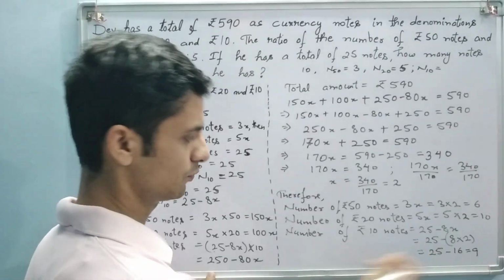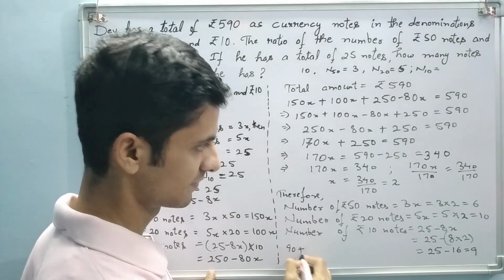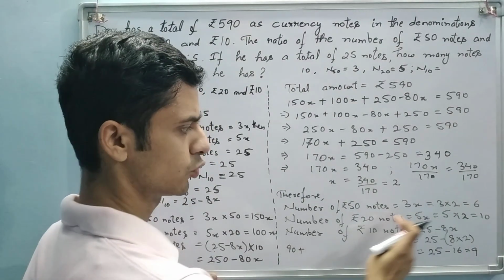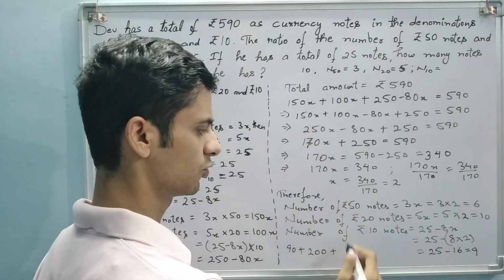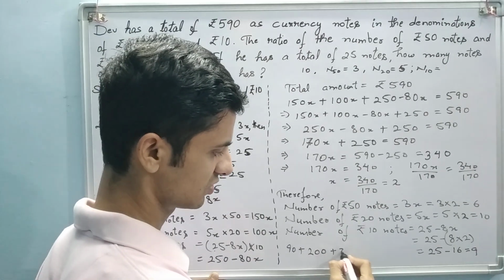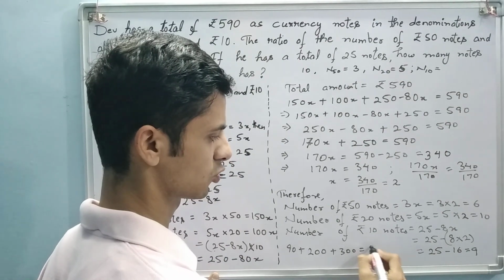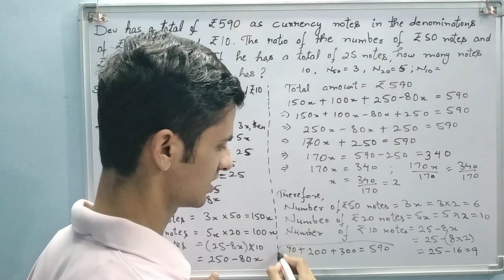So 9 ten rupee notes form 90 rupees. 10 twenty rupee notes form 200 rupees. 6 fifty rupee notes form 300 rupees. The total comes out to be 590. So our answer is verified and it is correct.